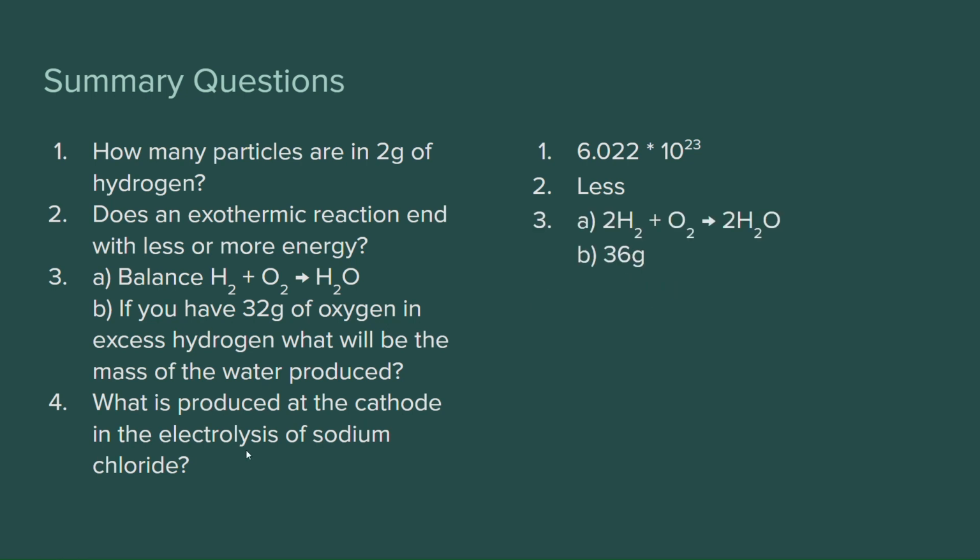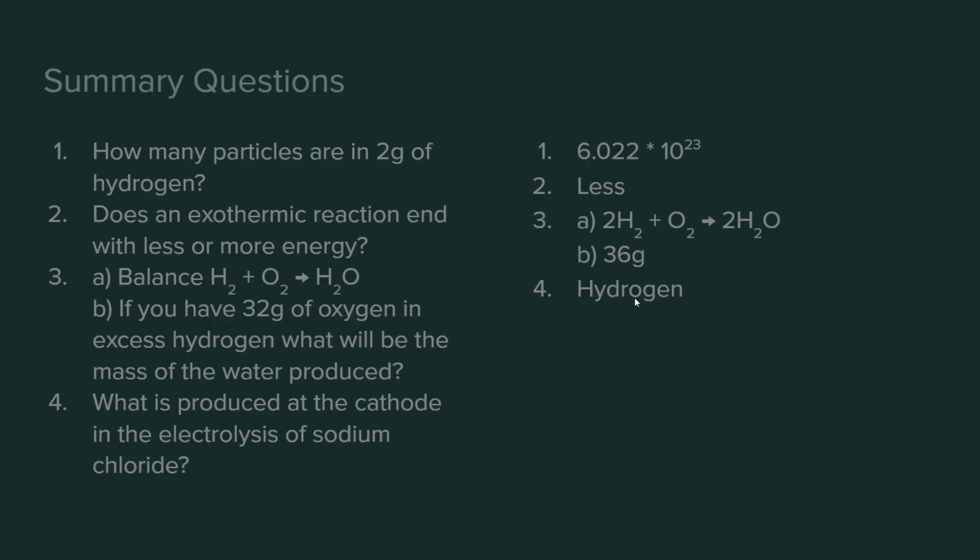So what is produced at the cathode in electrolysis of sodium chloride? It's hydrogen because hydrogen is less reactive than sodium, so that will be produced.